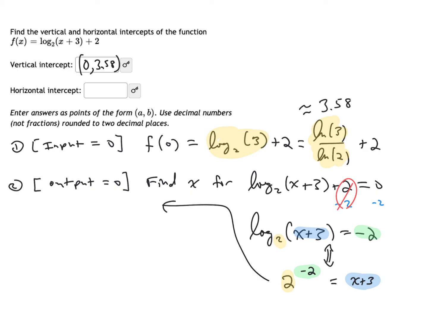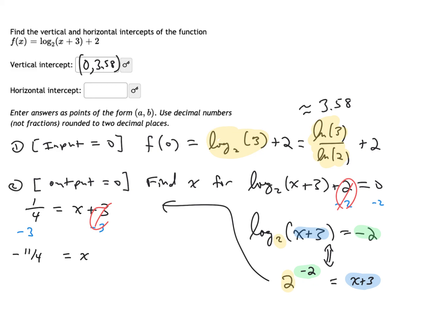2 to the minus 2, if you put that in your calculator, you'll find that that is 0.25. It's just 1/4. So I'm just going to leave it as 1/4 for now, equals x plus 3. Now, to get x by itself, I'm going to subtract 3 from both sides. And as usual, this is gone, and now I finally have just the x left on the right side. On the right side, I have 1/4 minus 3, which is negative 11/4.